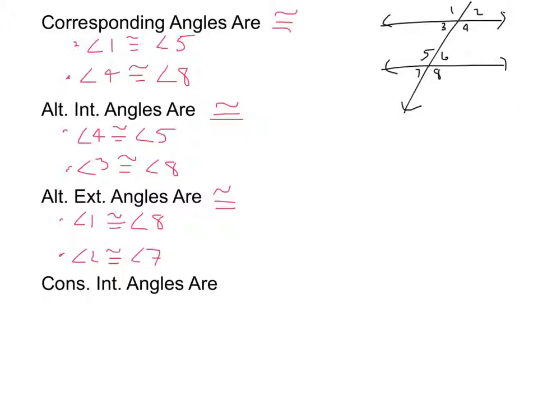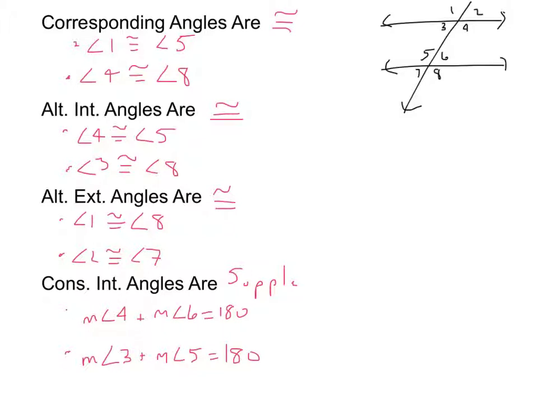Lastly, consecutive interior angles are, that's right, supplementary. Ooh, gotcha probably. So, they add up to equal 180. So what we can say is that the measure of angle 4 plus the measure of angle 6 equals 180. We can also use the other set, the measure of angle 3 plus the measure of angle 5 equals 180. So those are the only ones that are different. Everything else is congruent. Well, now that we know that, we can actually do some problems involving algebra.